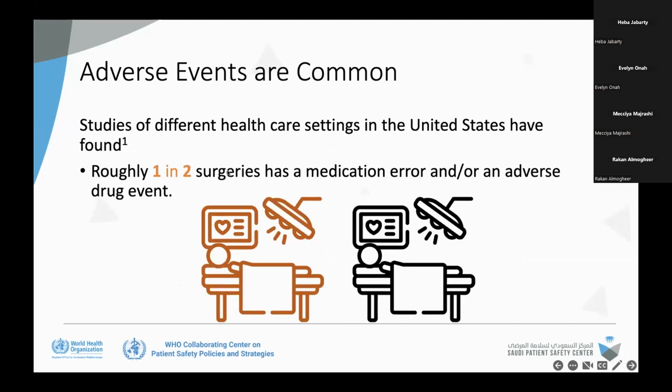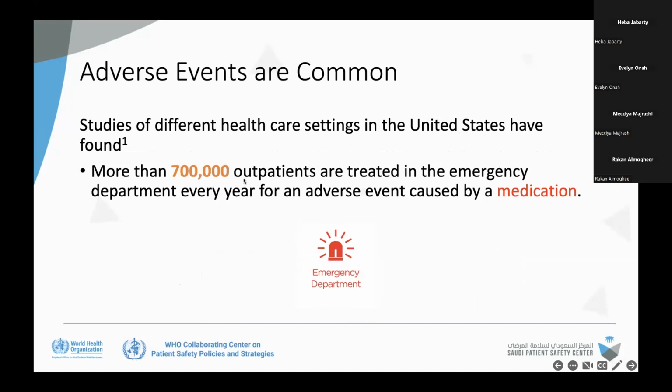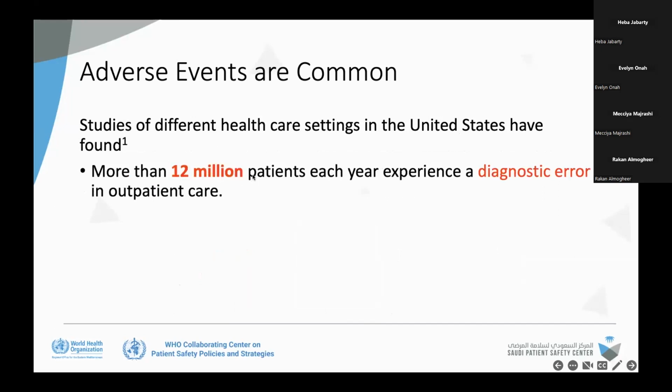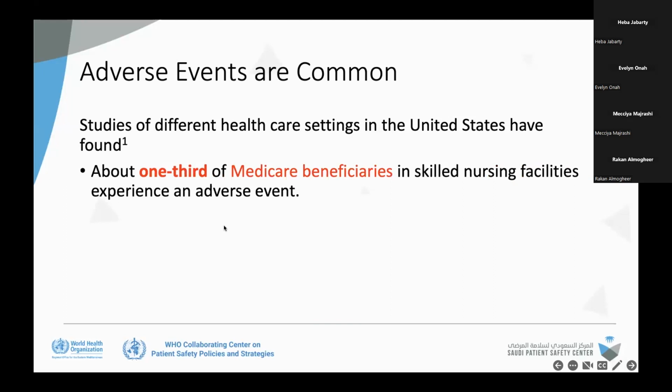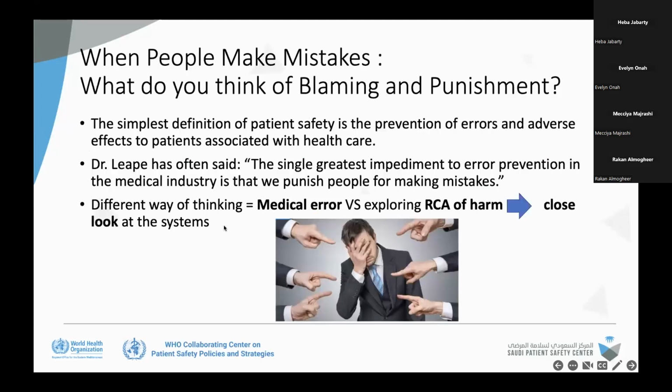Not only this, roughly 1 in 2 surgeries has a medication error or an adverse drug event. More than 7,000 outpatients are treated in the emergency department every day for an adverse event caused by a medication. More than 10 million patients each year experience a diagnostic error in outpatient settings. So all these data show that errors are a fact. And 1/3 of Medicare beneficiaries in skilled nursing facilities experience an adverse event.